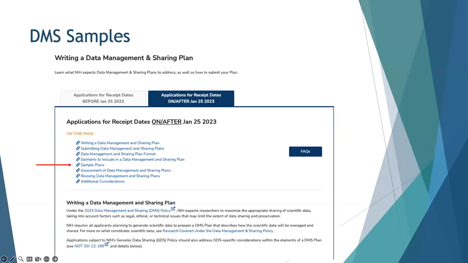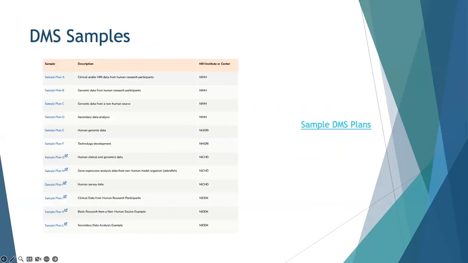Also, NIH has been building a repository of DMS samples, and we provided the link in the chat, in the Q&A. But here's what it looks like. You actually go to the section called Writing a Data Management and Sharing Plan, and here's a link to sample plans. And this is basically what it looks like. There are different examples. So this one is clinical and or MRI data from human research participants. Here's one for secondary data analysis. Here's one for genomic data. And I believe even from the last time I had looked, they've added like three more from when I took the screenshot yesterday. So that is just some of the new developments.